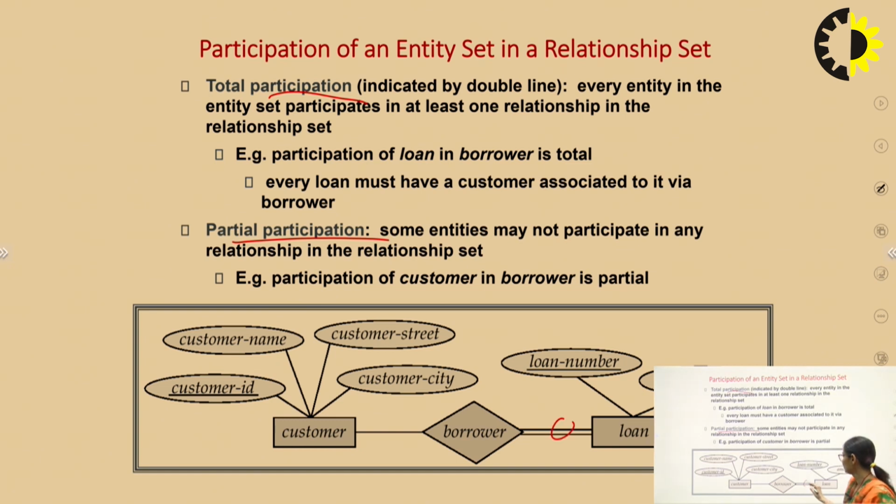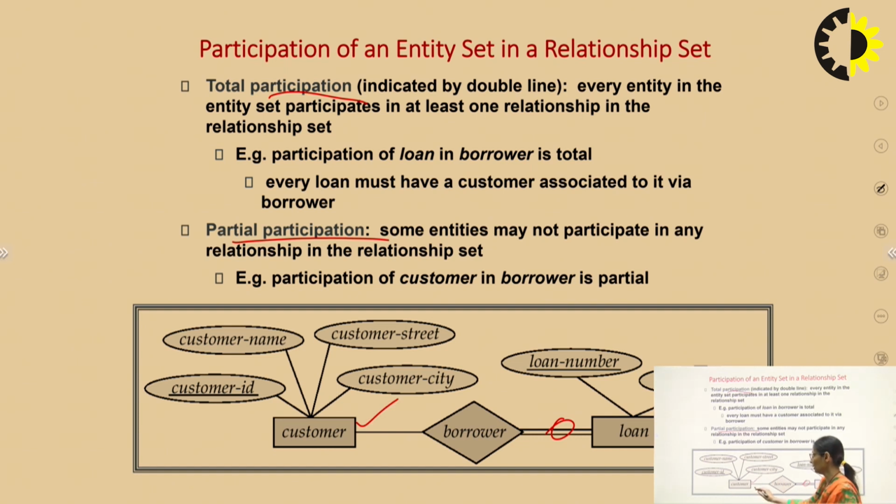That is, in this case, every entity in the entity set participates in at least one relationship in the relationship set. For example, participation of loan in borrower is total. Every loan must have a customer associated to it via borrower. Whereas in the case of partial participation, some entities may not participate in any relationship in the relationship set. Example, participation of customer in borrower is partial.